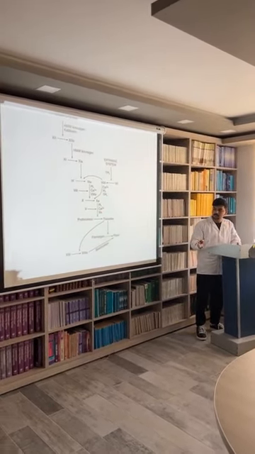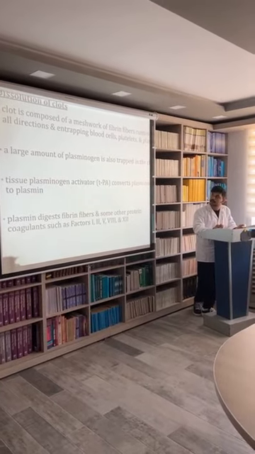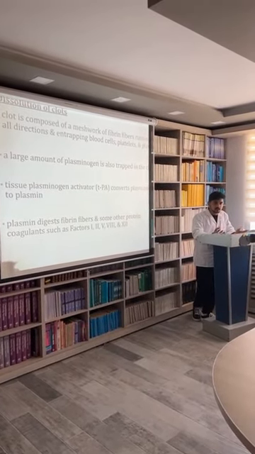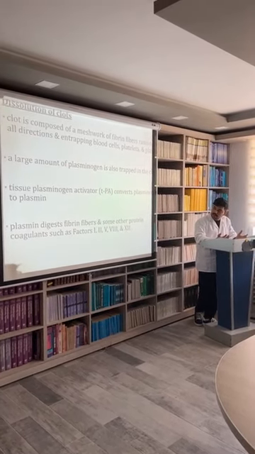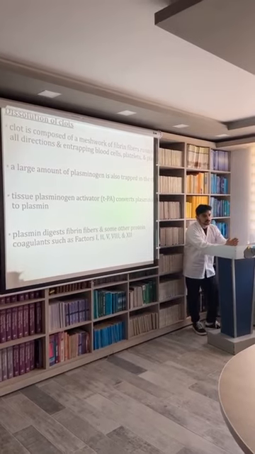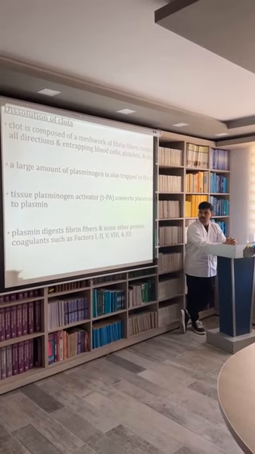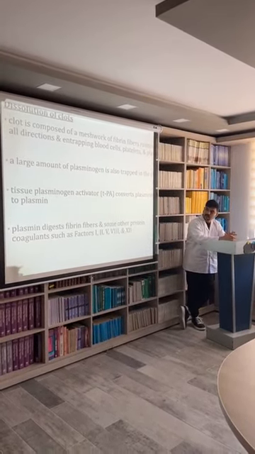After the formation of clots, now we have the dissolution of the clots. Like I told you, the mesh network of fibrins is formed in the clot formation. Then they will entrap the blood particles, cells, platelets, and also attract the plasma. Then a large amount of plasminogen will be trapped in the clot. Now there is a special factor known as tissue plasminogen activator, which will convert this plasminogen to plasmin, and that plasmin will digest the fibers.